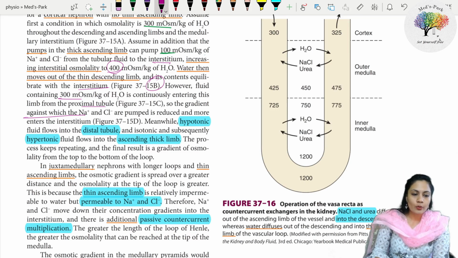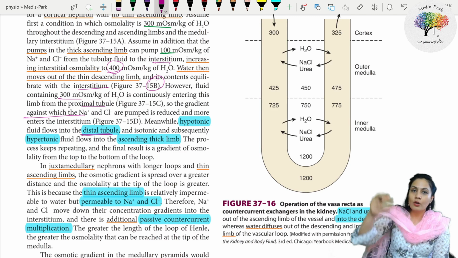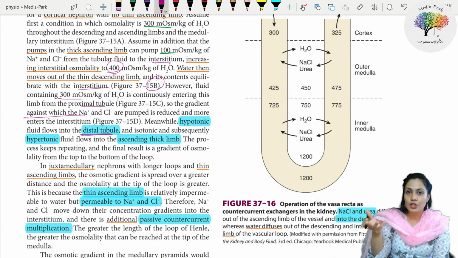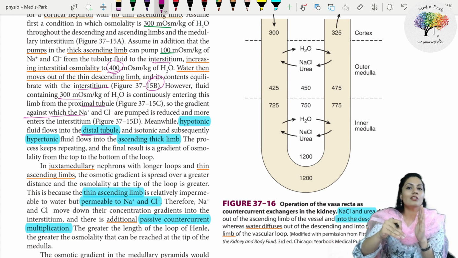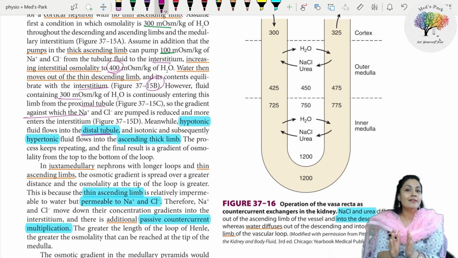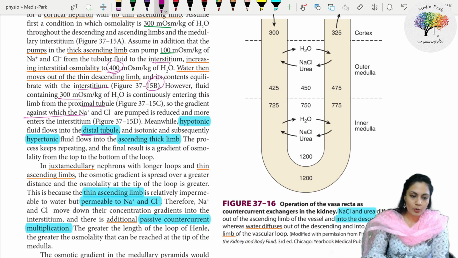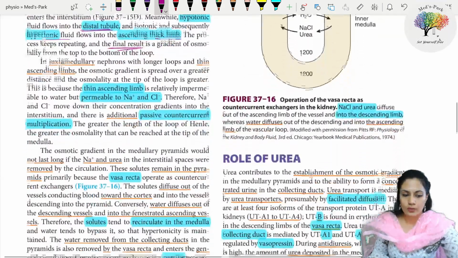Now, meanwhile, hypotonic fluid flows into the distal tubule. Why? Because we have thrown the sodium and chloride outside into the medullary interstitium. So inside the tubule, fewer solutes are present, right? And we know that the ascending limb of Henle is impermeable to water, right? So it is a kind of diluted fluid which is moving towards the distal tubule. The isotonic and subsequently hypotonic fluid flows into the ascending thick limb. The process keeps repeating and the final result is that a gradient of osmolality from the top to the bottom of the loop is generated.